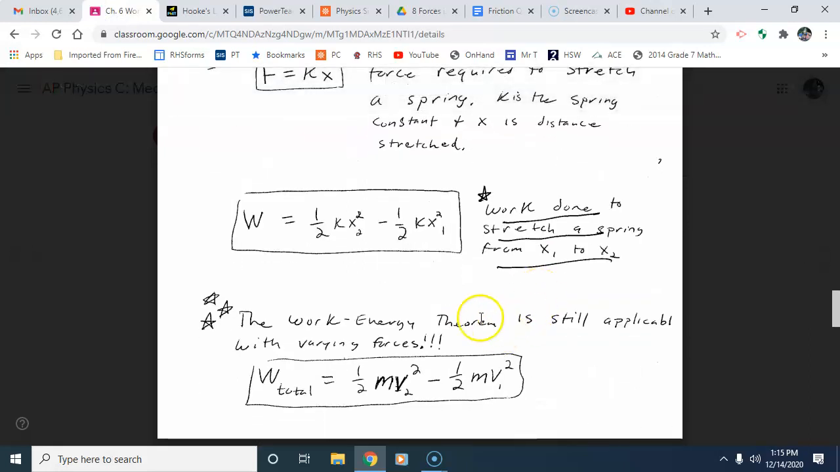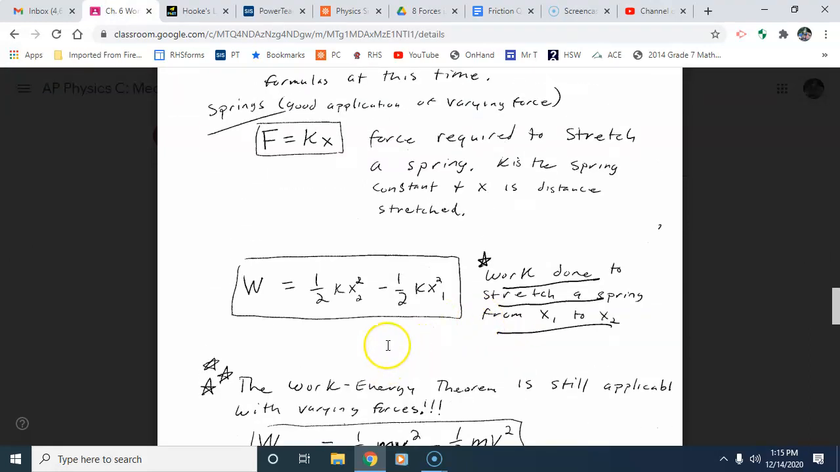But there's a formula for the work, since this chapter is all about work. If we want to find the work done to stretch a spring, it's equal to this formula: 1/2 kx2 squared minus 1/2 kx1 squared. And individually, 1/2 kx squared, either one, is the energy of a spring once it's pulled a certain amount.